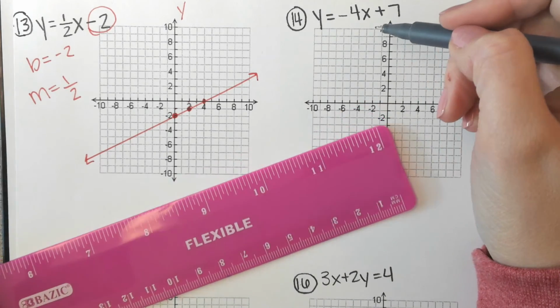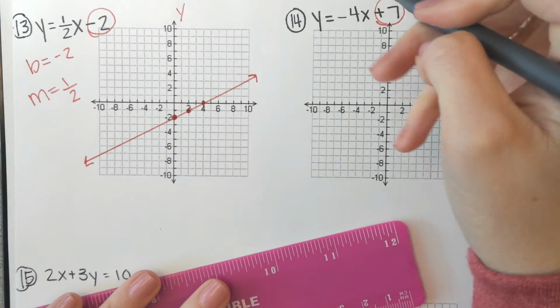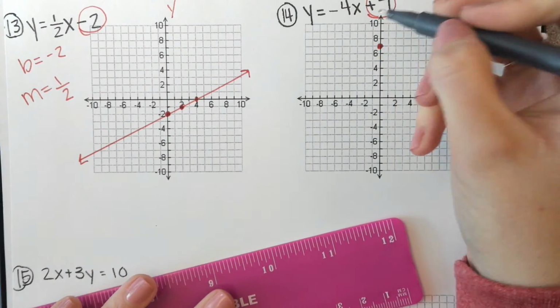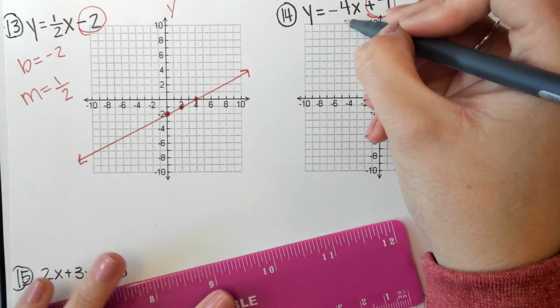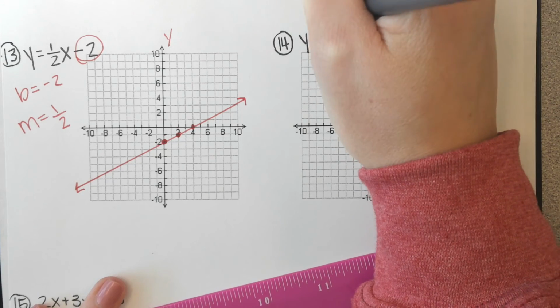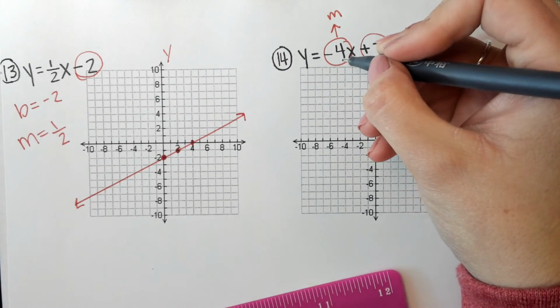Okay? All right, so number 14, we're going to do the same thing. So our y-intercept is positive 7. So I'm going to find positive 7 on the y-axis. Now, my slope is negative 4. So I'm going to label that B. This is my M.